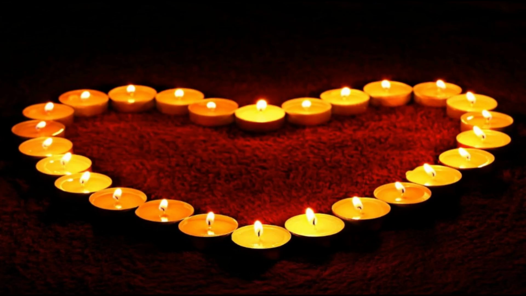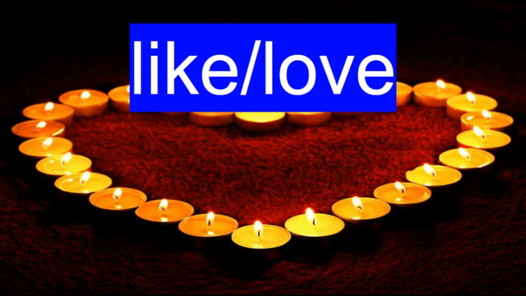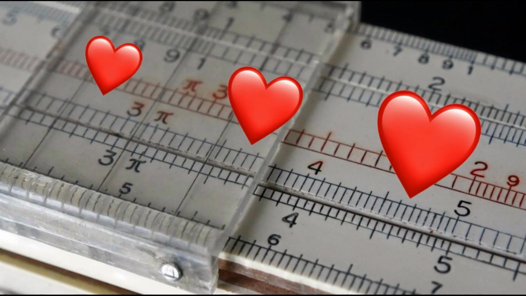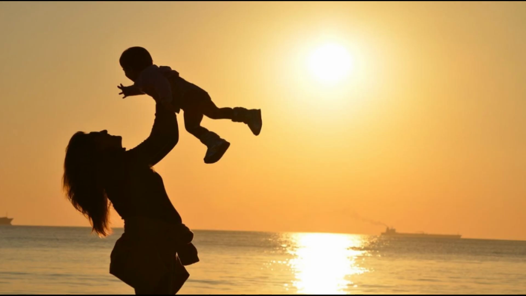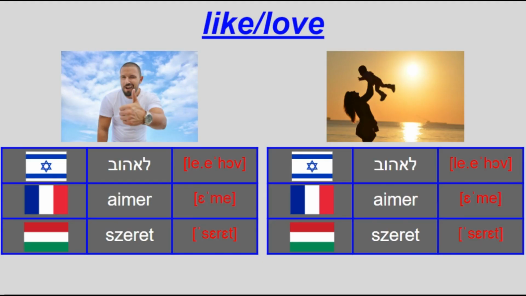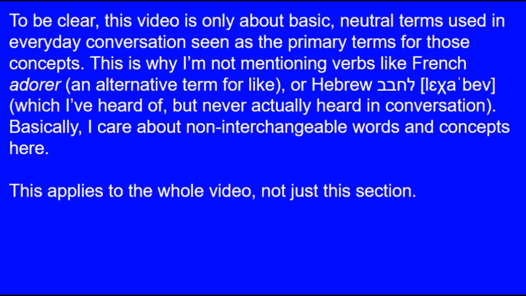Now it's time to talk about like and love. Different languages may have two or even more ways to qualify their appreciation for someone or something. As is the case in English, the difference is simply one of degree. Liking someone isn't as extreme as loving them. That being said, not all languages have this distinction, as Hebrew just uses leov for both, French just has aimer, and Hungarian just has seret. By the way, I'm not really focusing on hyperformal or informal alternatives, just the main terms.